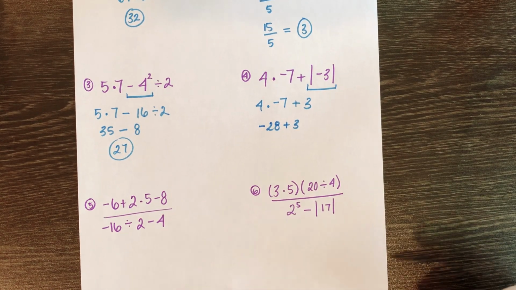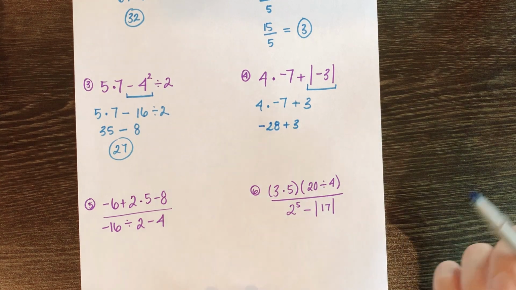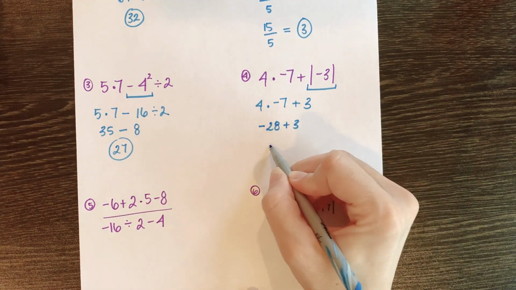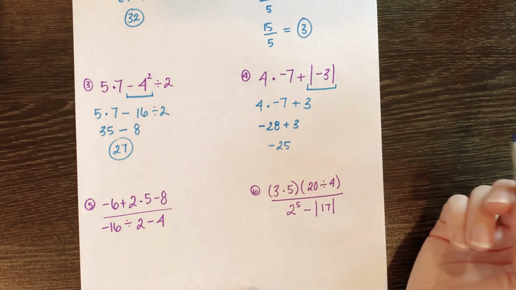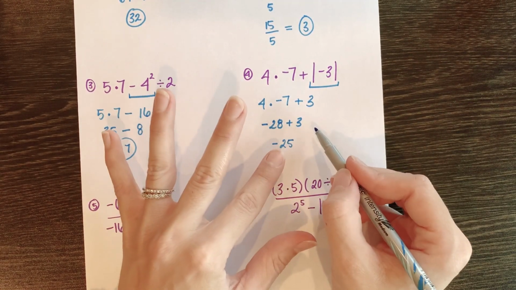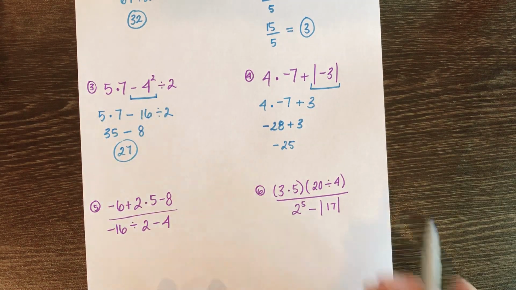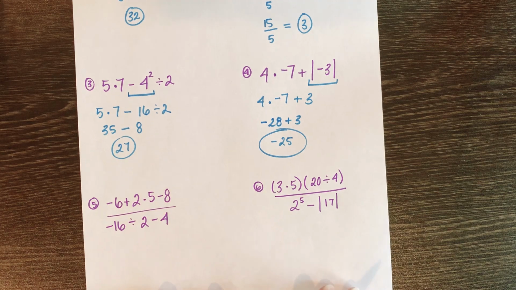Copy my +3. Do I have any grouping symbols? No. Exponents? No. Multiplication? No. Subtraction? Yes. -25. Remember, 28 and 3 have different signs, so I do 28 minus 3, which gives me 25. 28 was bigger and it's negative, so my answer is negative.